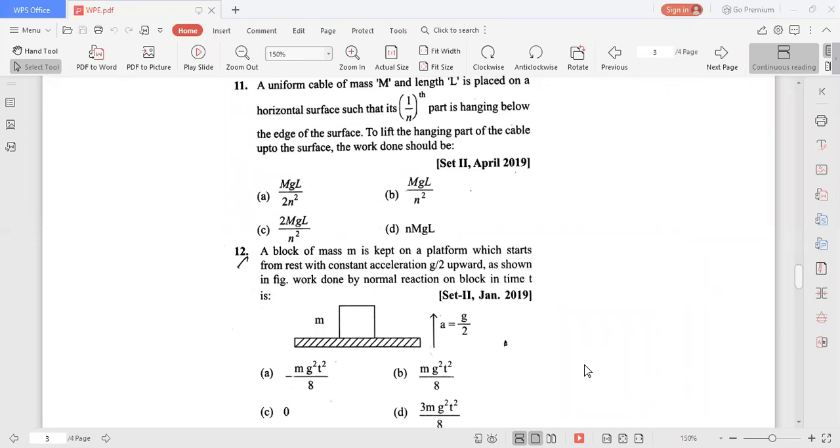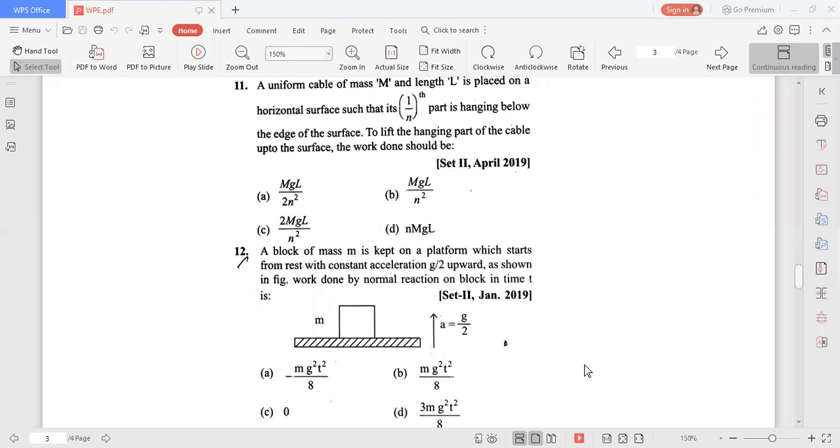Of course, we know this formula. mg plus m into a, where a means g by 2. When you take the LCM, you will get 3mg by 2. It is the normal reaction acting on the body. So in t seconds, no doubt the normal reaction is constant. With this constant normal reaction, in a time t seconds, what is the displacement of the body? Whatever the displacement of the platform, the displacement of the block is also the same.